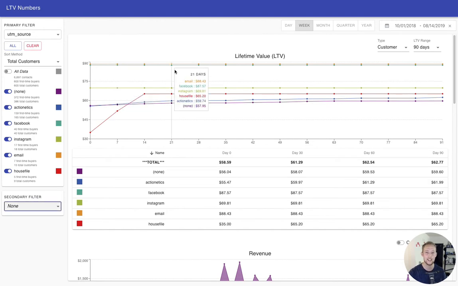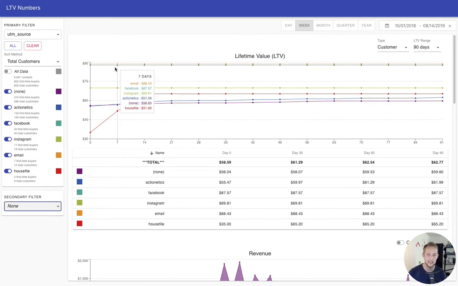So what we have right here is what I consider to be the holy grail graph. This is what we're all really looking for: how does customer lifetime value change over time, broken down by each of my traffic sources. We have an example here with Actionetics, which is an email provider, Facebook, Instagram, and a couple others. For Actionetics, this blue line, we can see it changing over time. It's going up and up and up. It goes from 55 on day 0 up to about 62 on day 90.